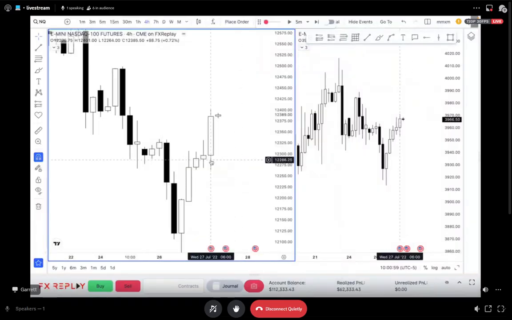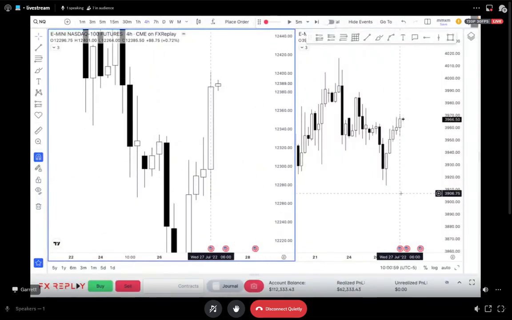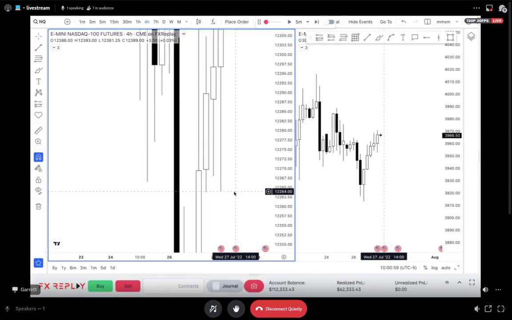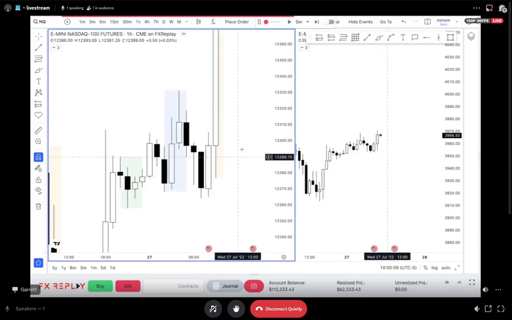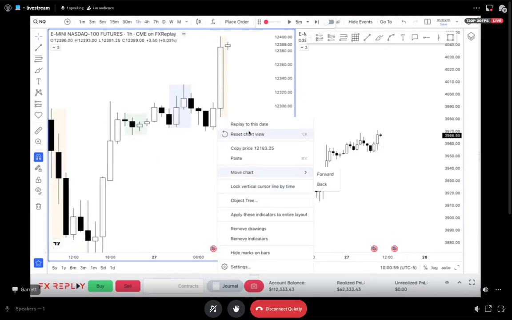Within this 6 a.m. candle is tradable. Do we hit this? No, we technically didn't. On this, oh, this is completely valid. So look here.